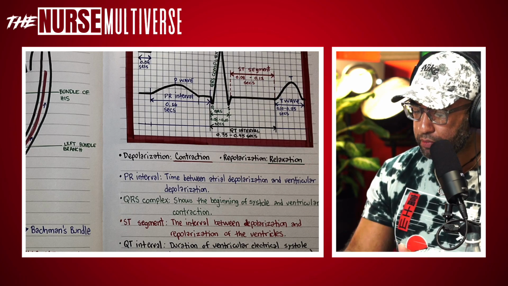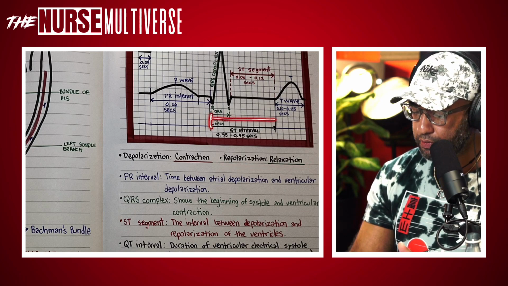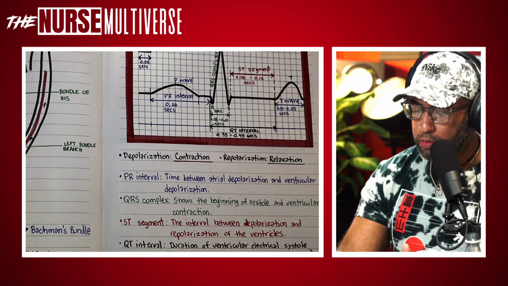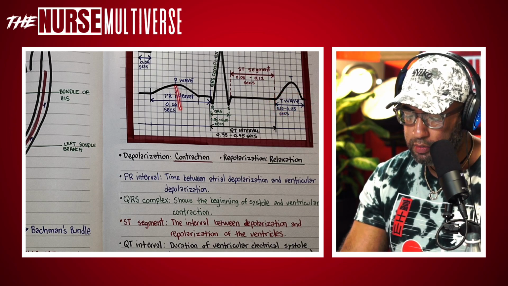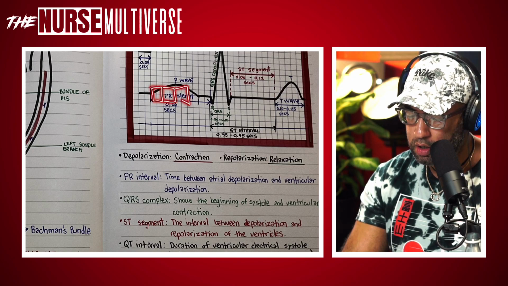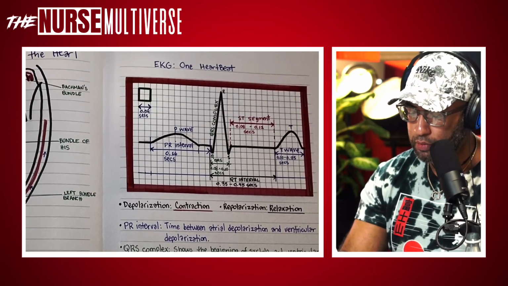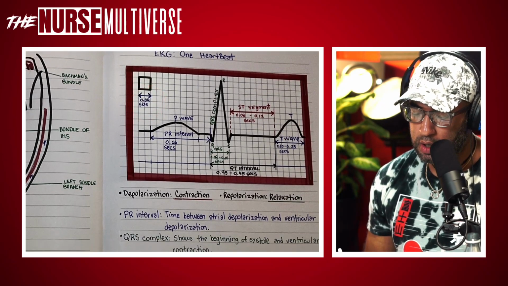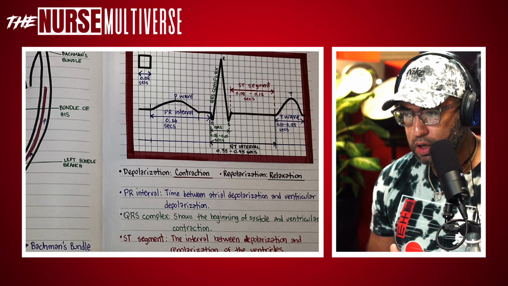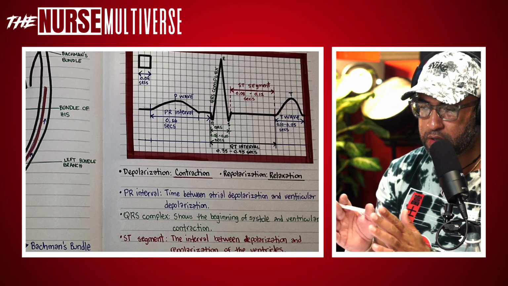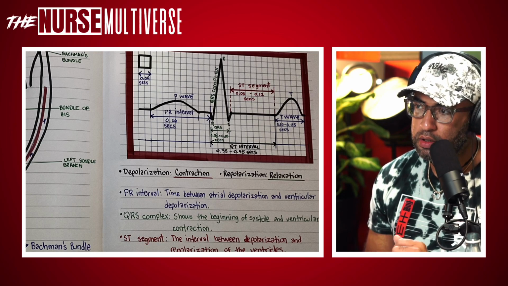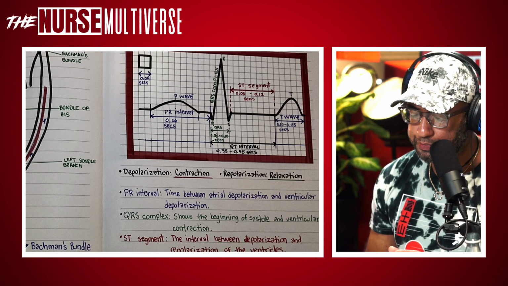The QT interval, the T wave. The numbers are there as you can see them. Each one of these squares represents 0.4 seconds. And each part of this electrical activity is supposed to take place within certain seconds. If those seconds are off, that indicates different electrical problems with the heart.